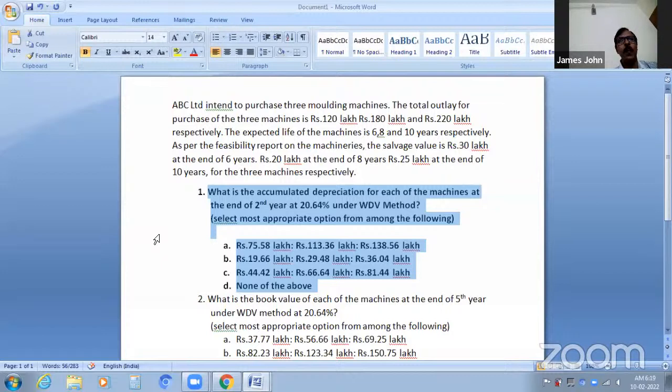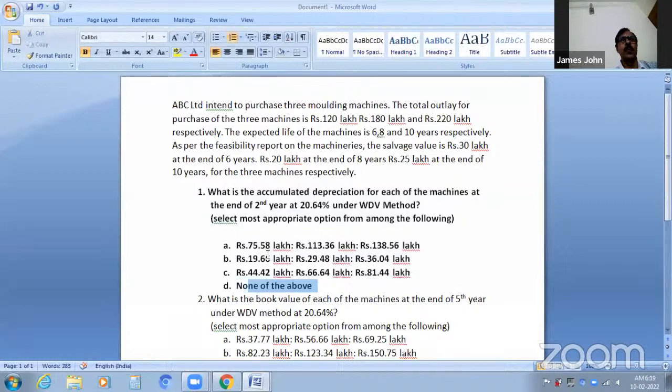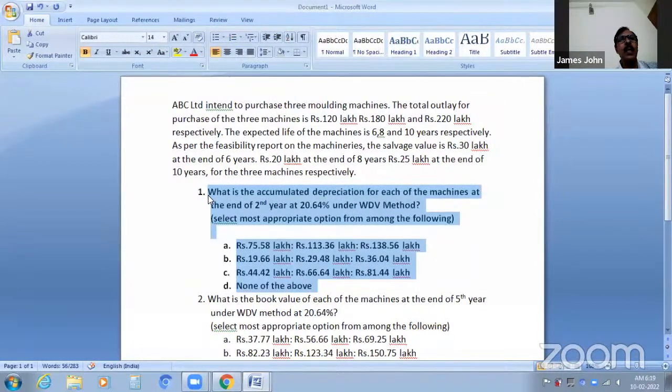You can round it off, as here they have given the answers in lakhs. N is 2. The book value of the first one is 75.576. Rounding off, 75.58. Yes, sir.